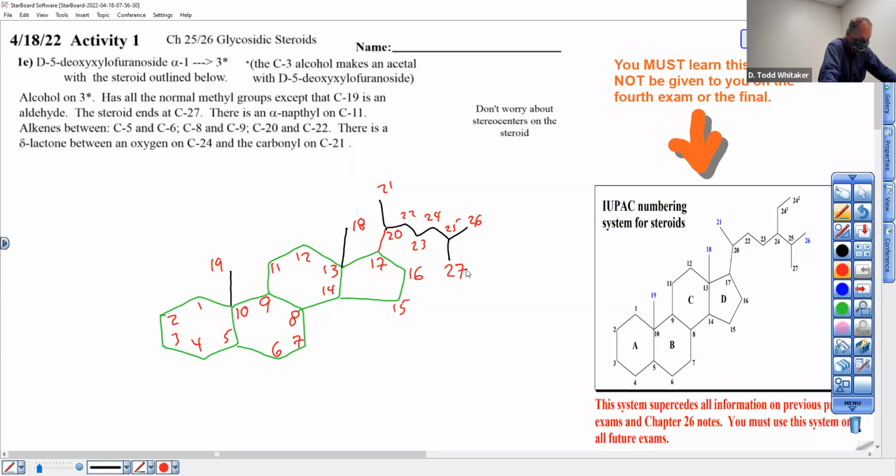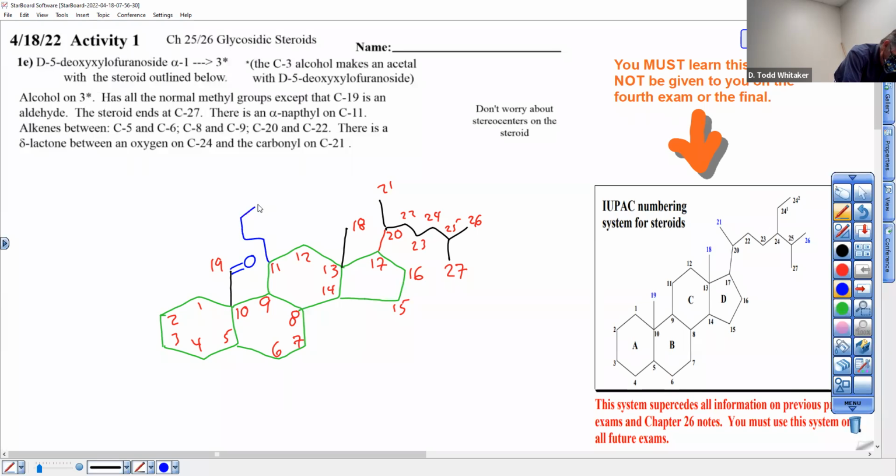We're told that our steroid ends at 27. We have all the normal methyl groups except 19 is an aldehyde. I'm just reading that right here. So just make 19 into an aldehyde. There you go. There's an alpha naphthyl on C11. That means naphthalene is attached to C11.